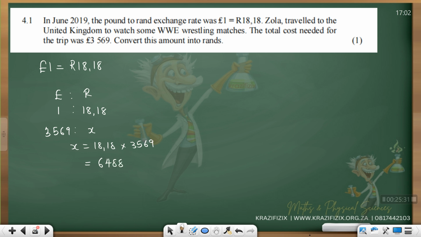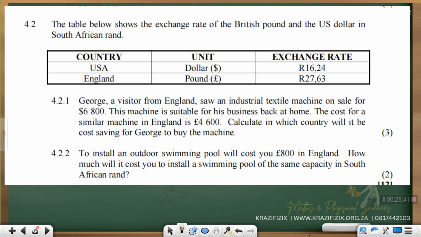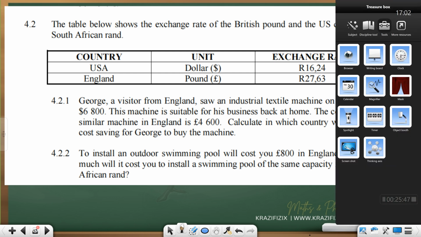64,884.42. 64,884, comma. Please write the units. This money should be in rands. We're done. Very simple. Okay, I think we might have one more. All right. Quickly get me this 5 marks. I'll give you 4 minutes.